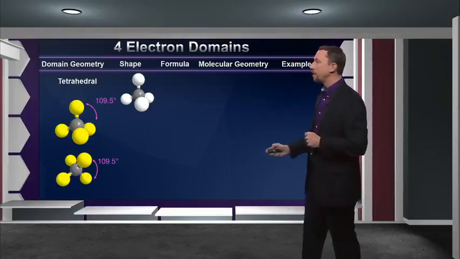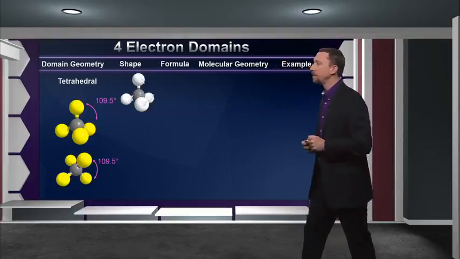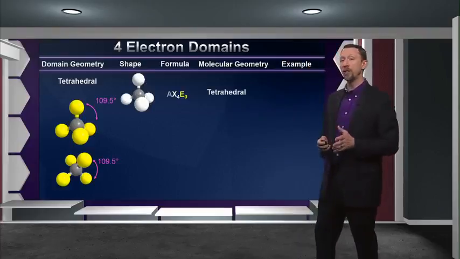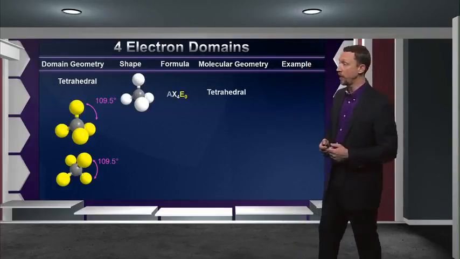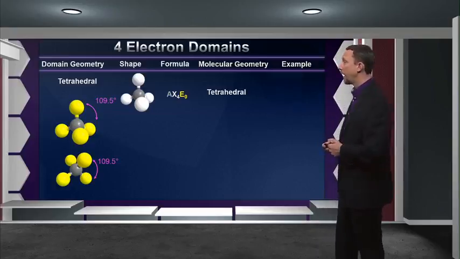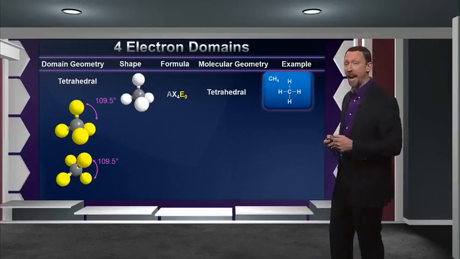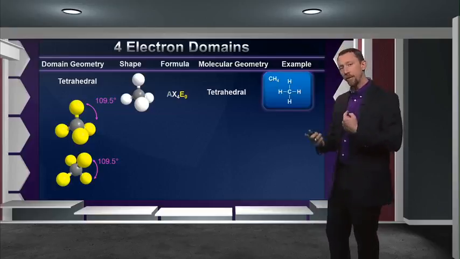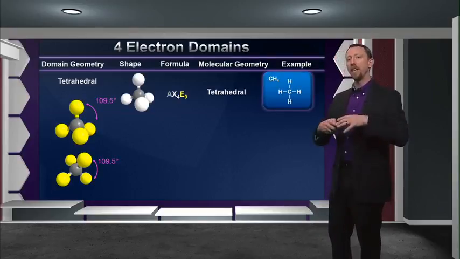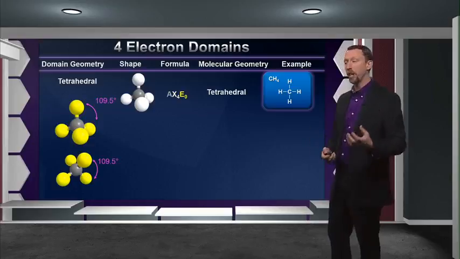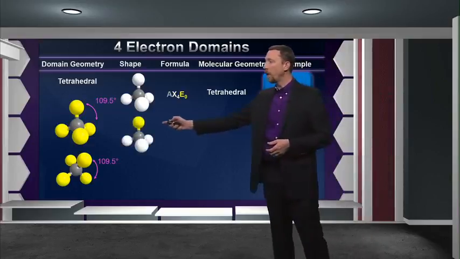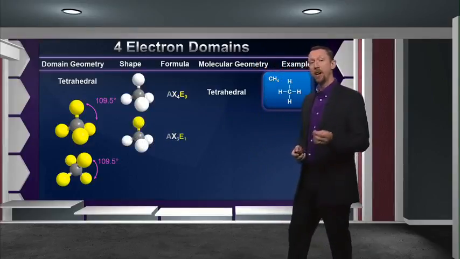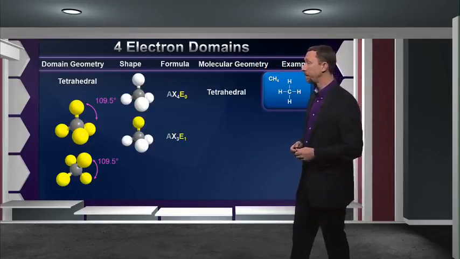When all of those domains are bonded atoms, again, we have a formula that is AX4E0, corresponding to a molecular geometry that's exactly the same as the domain geometry, tetrahedral. An example of this being methane gas, which is found in natural gas. But if we start exchanging out those bonded atoms for lone pairs, the apparent geometry of the molecule starts to change. Here I have one domain that does not have a bonded atom. So this molecule would be an AX3E1.